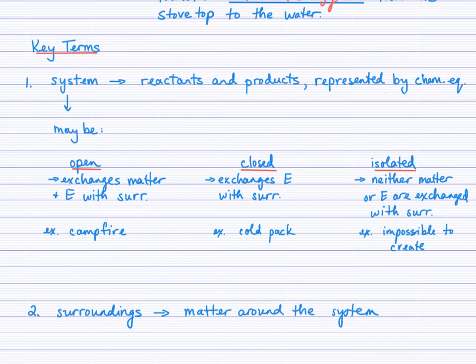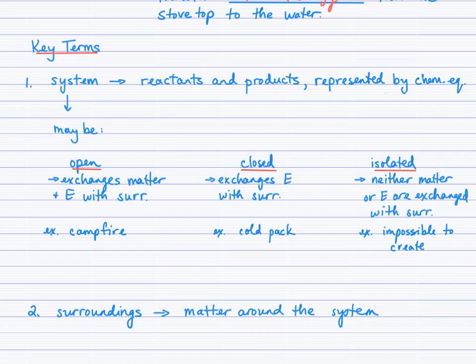System and surroundings. Okay, so you're going to hear me refer to that a lot. We'll be studying different chemical systems. So what is a system? Well, it's all the reactants and products. So when you write a chemical equation, it's going to be everything that's written in that chemical equation. Systems can either be open, closed, or isolated.